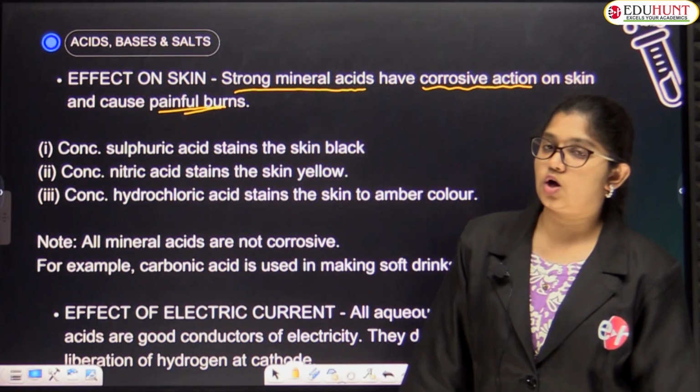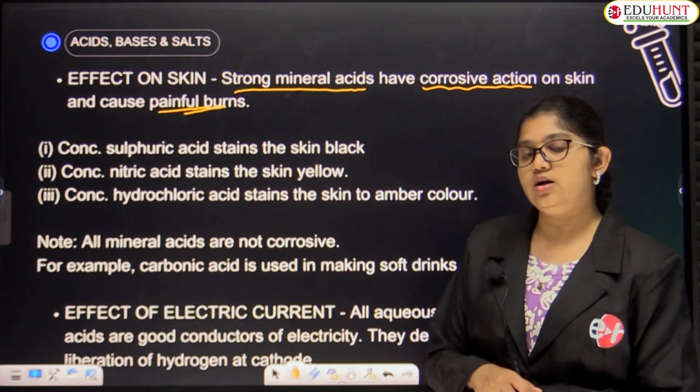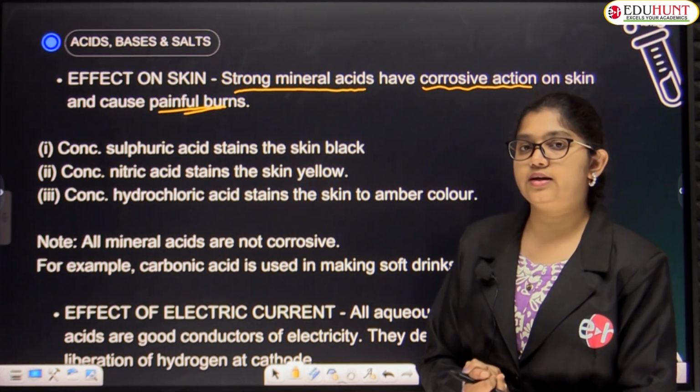They cause painful burns, small bubbles form. You should never play with those inorganic acids.